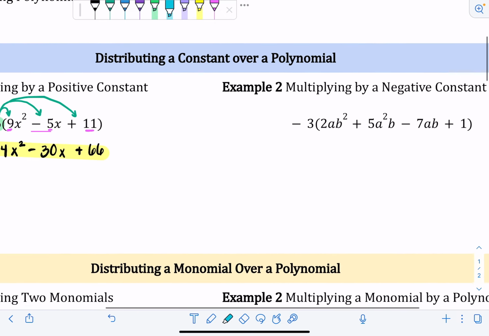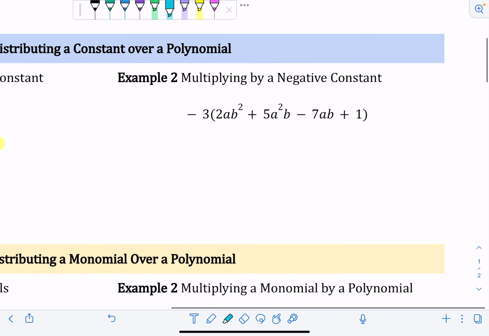Okay, moving on to number 2, multiplying by a negative constant. So still multiplying by a constant number without a variable. This time it's just negative though. So our coefficients will change, but in this case also possibly our sign. We'll check that out at the end. So we'll take the constant out in front, the negative 3, and distribute it to everything inside the parentheses.